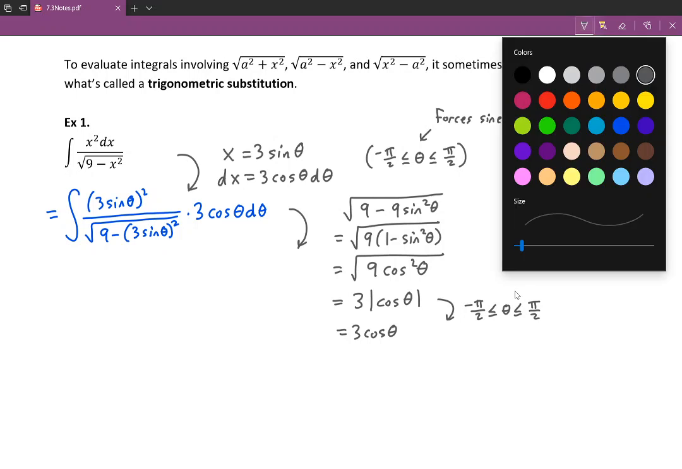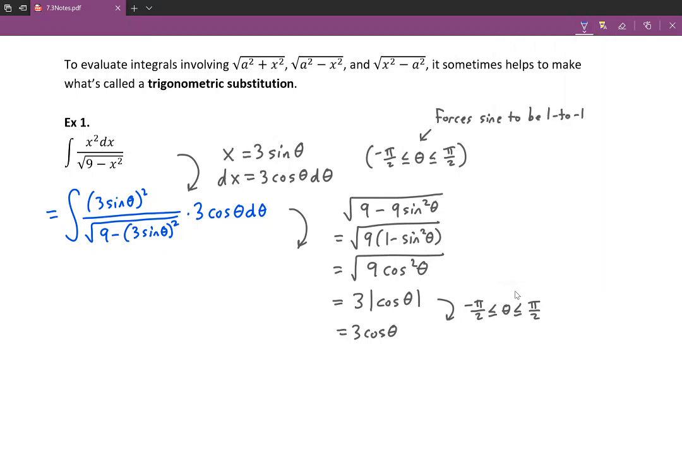Alright, so coming back over to our integral, what do we have here? So we have 9 sine squared theta over, and then this whole radical right here, through these steps that we took, collapses down into 3 cosine theta. 3 cosine theta.